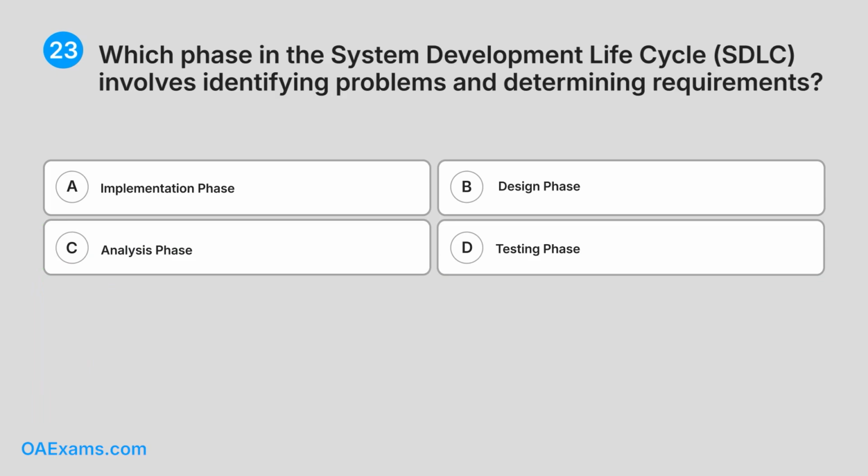23. Which phase in the system development lifecycle, SDLC, involves identifying problems and determining requirements? A. Implementation phase. B. Design phase. C. Analysis phase. D. Testing phase. Do you know the answer?